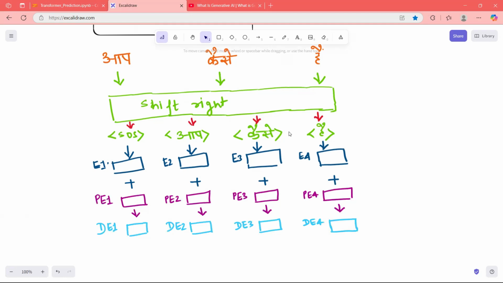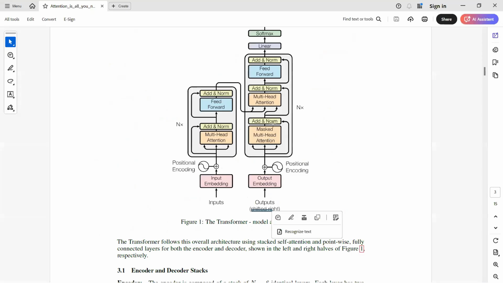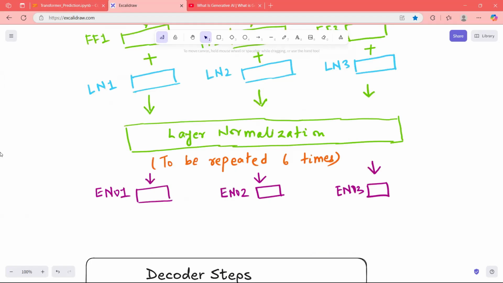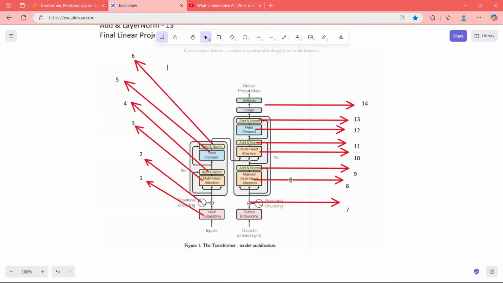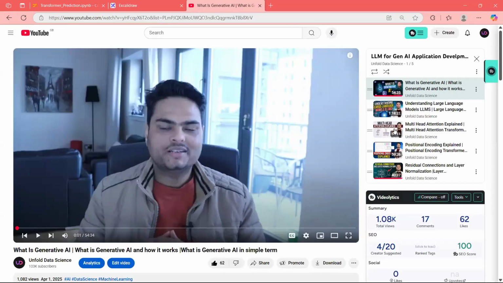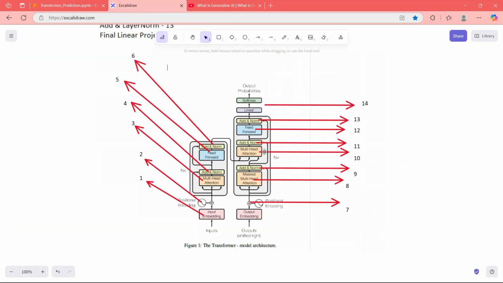Now we will do step 8. And what is step 8 here? Step 8 is masked multi-head attention. In our drawing, step 8 is masked multi-head attention, and step 9 is add and norm. So whatever is coming inside the decoder will go into masked multi-head attention. I have explained masked multi-head attention in the multi-head attention video. Those who have watched, it will be easy for them. Those who have not watched, please go and watch. Masked attention will come and add and norm will work.